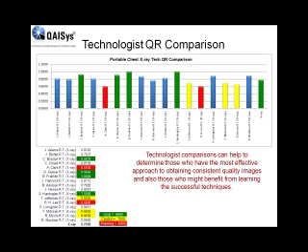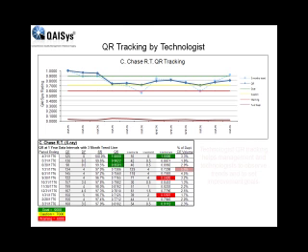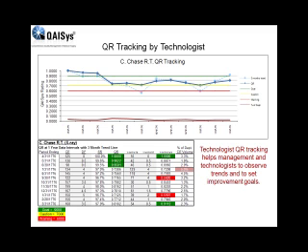Technologist comparisons can help us to determine those who have the most effective approach to obtaining consistent quality images, and also those who might benefit from learning the successful techniques. These kinds of observations are especially useful when the comparison is made for a specific area, such as for a specific exam type. Technologist QR tracking helps management and technologists to observe trends and set improvement goals.